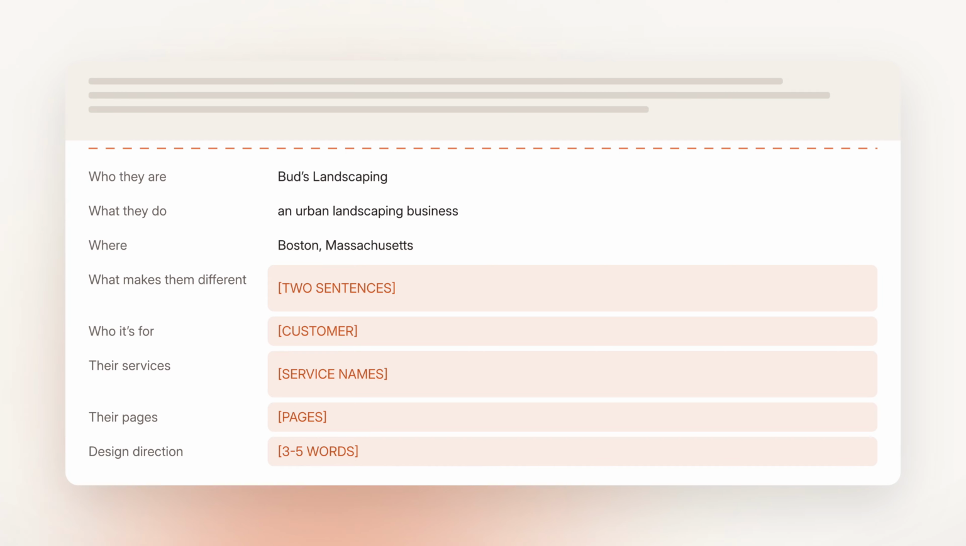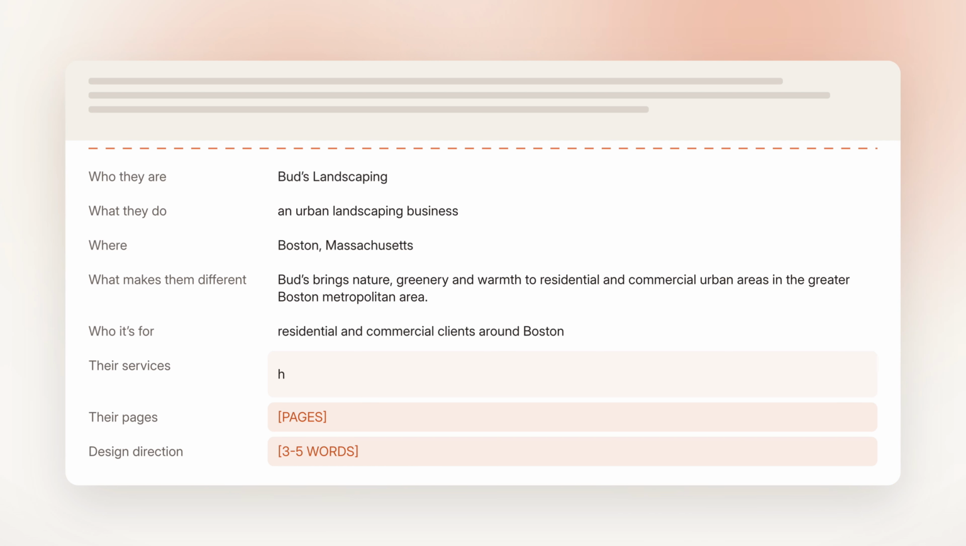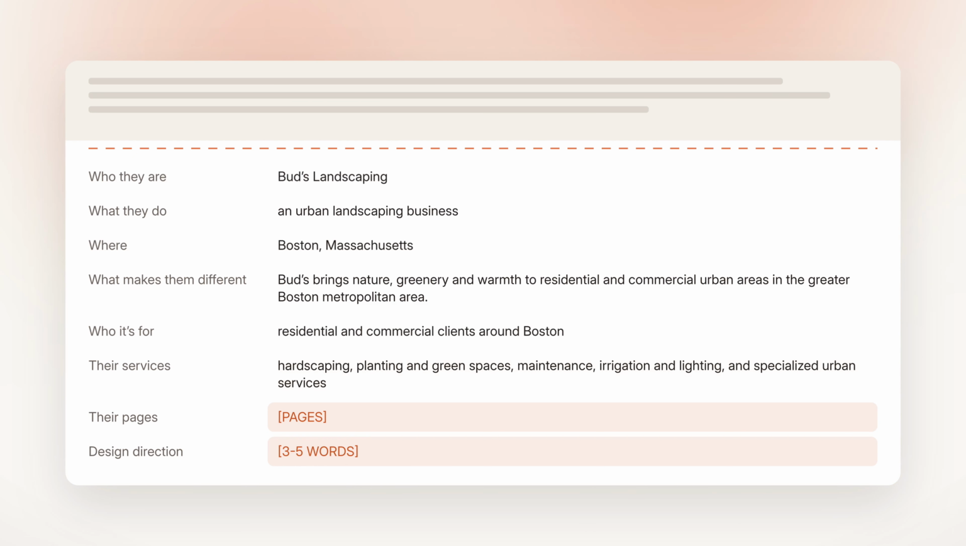What they do, including what makes them different. We'll say, Buds brings nature, greenery, and warmth to residential and commercial urban areas in the greater Boston metropolitan area. Great. Who it's for. We'll change customer to residential and commercial clients around Boston. For the services, you could also list products for your particular site or business. But for Buds, we'll say hardscaping, planting and green spaces, maintenance, irrigation and lighting, and specialized urban services.